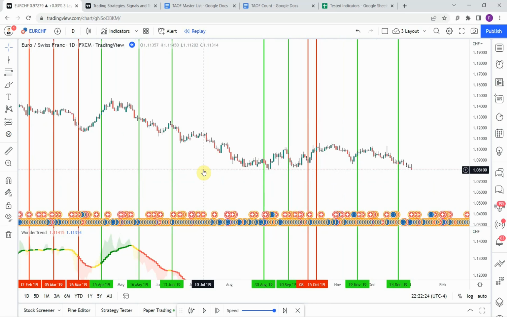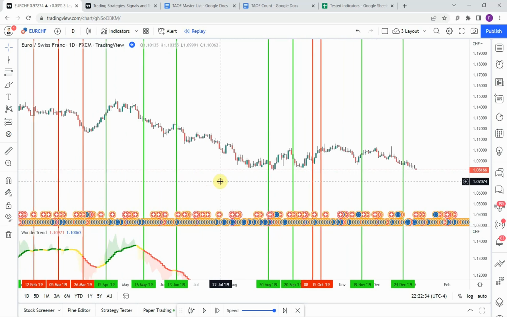And so it just barely missed that 60% criteria, unfortunately. And so this one is going to have to go on the no list. And we will move on to the next indicator from here.